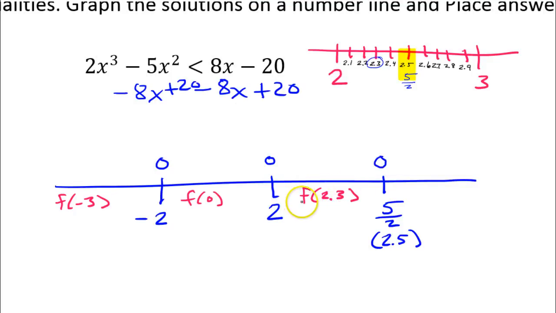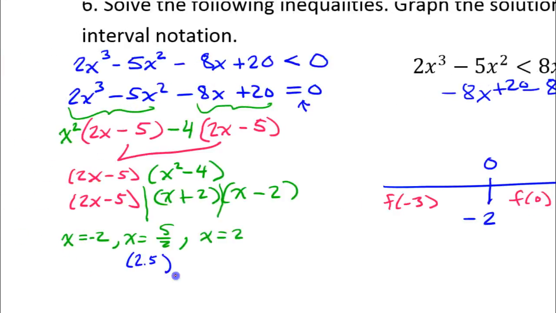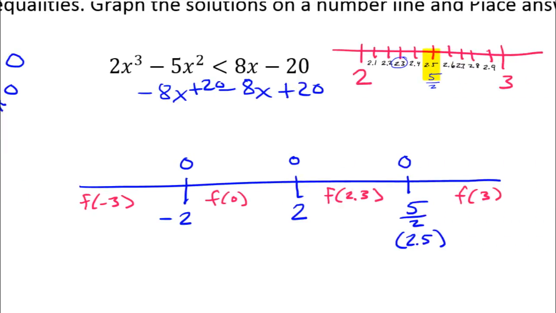Okay, so f of 2.3. And over here, we just need something bigger than 2.5. So for example, f of 3 would work fine. You don't have to use these exact values, but you need something in each one of these zones. Now, we need to check the value of each of these and see if they are, in fact, less than 0, because that would make them a solution.